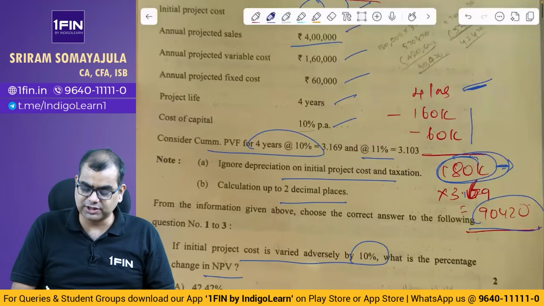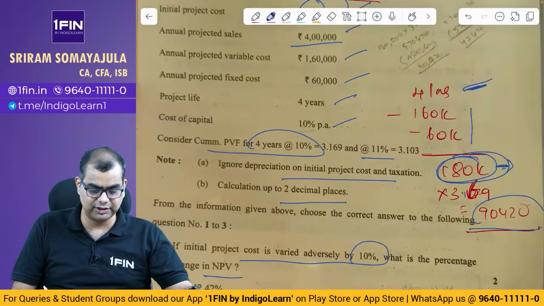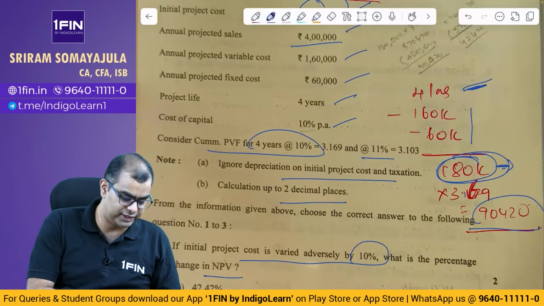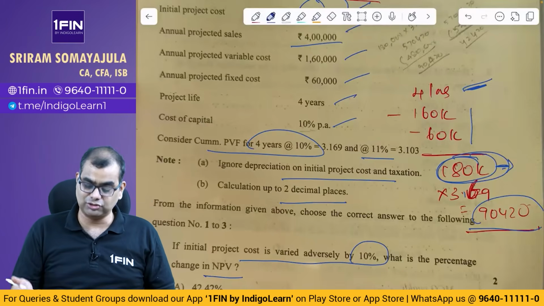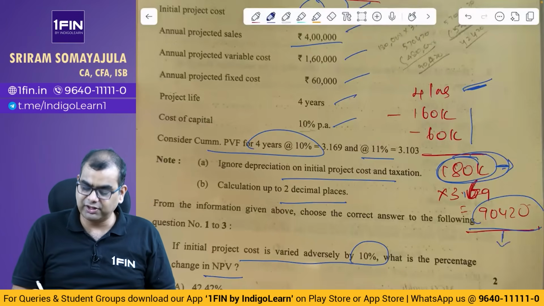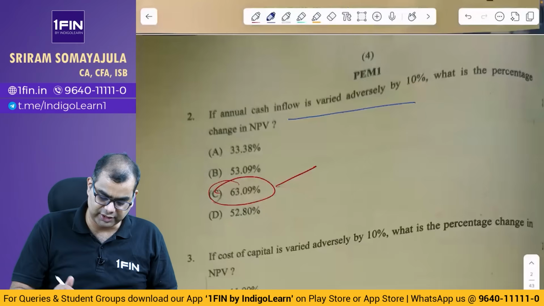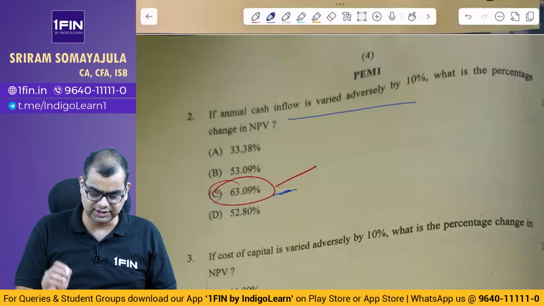And this 180 comes down by 18,000, not goes up. So 18,000 into 3.169 is basically 57,000. So the NPV of the project reduces by 57,000. So 57,000 by 90,420, you'll basically get 63.08 or 63.09, which is the answer.